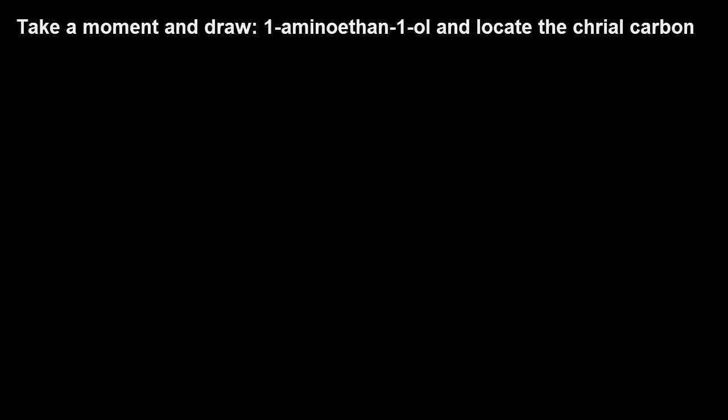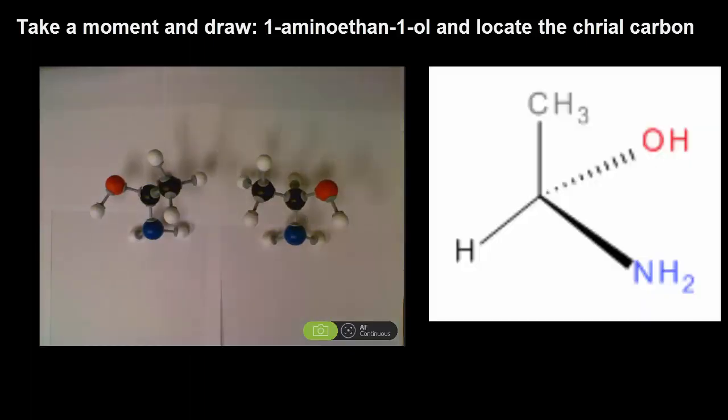So I'm going to say take a moment and draw 1-aminoethan-1-ol and locate the chiral carbon. So the carbon that has 4 different things bonded directly to it. You may want to pause this.